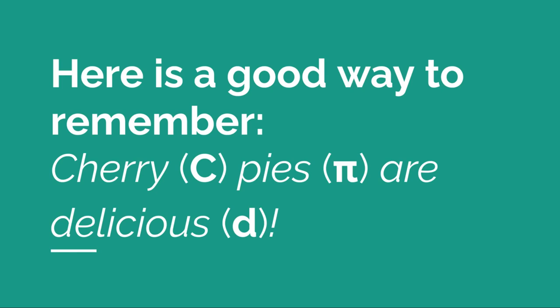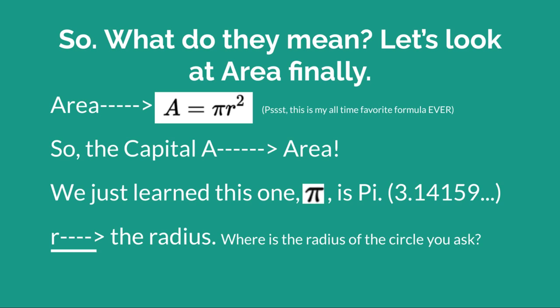Alright, here's a good way to remember this formula, because it sounds pretty tricky, right? Cherry pies are delicious. So we have the C, circumference, C is equal to pi d. Cherry pies are delicious. Wow, isn't that a fun way to remember things?